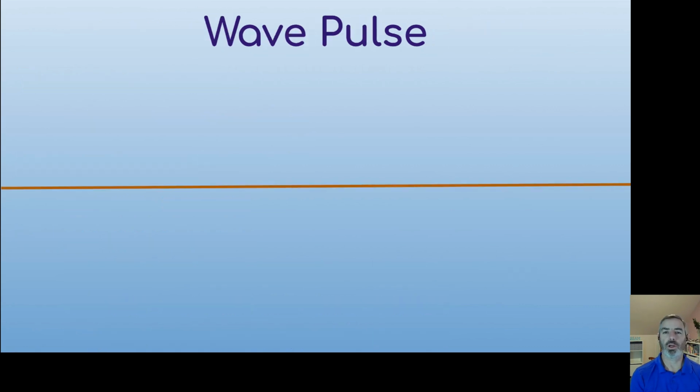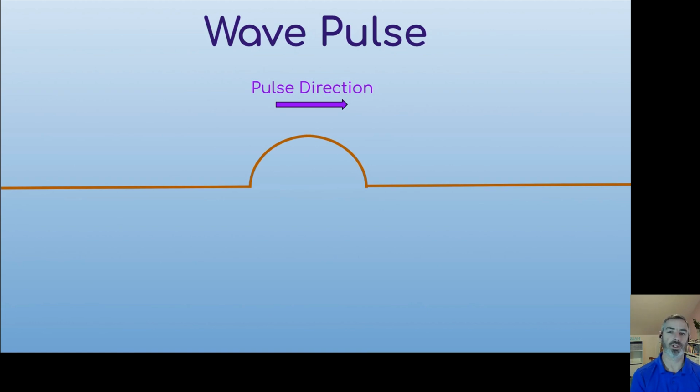As for wave pulses, we're going to go through some vocabulary. So we have our wave pulse, and the first thing we're going to do, anytime you draw a pulse, is draw the direction that that pulse is traveling by just drawing an arrow the way that the pulse is traveling. So that's the pulse direction. Now, the length of the pulse, left to right, that's called the pulse length. So we can measure the pulse length just by knowing how long the disturbance is.